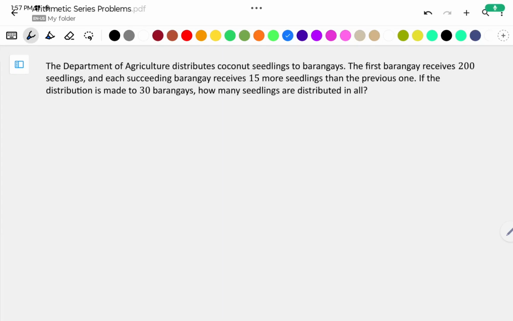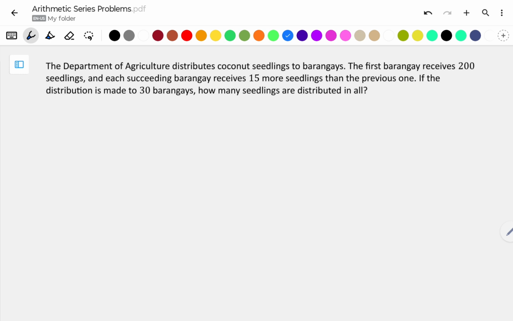The Department of Agriculture distributes coconut seedlings to barangays. The first barangay receives 200 seedlings, and each succeeding barangay receives 15 more seedlings than the previous one. If the distribution is made to 30 barangays, how many seedlings are distributed in all?